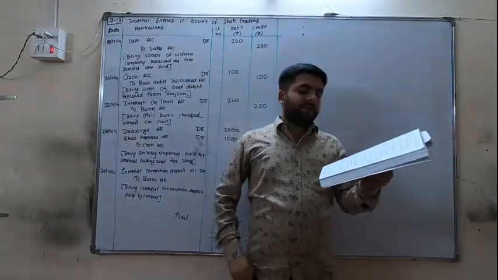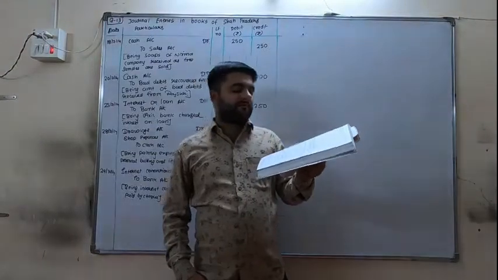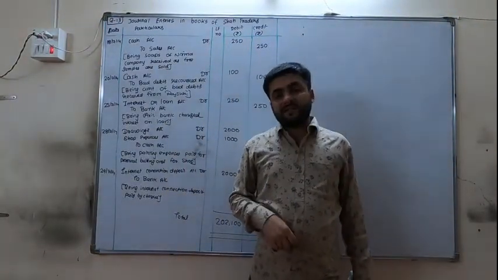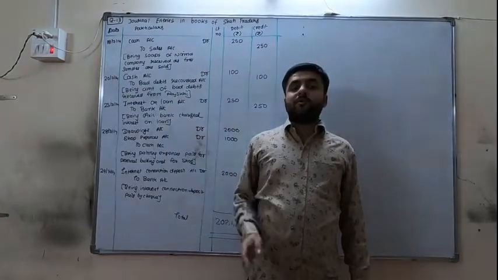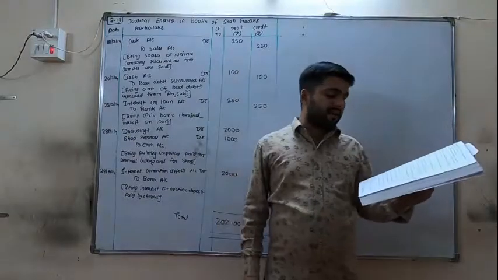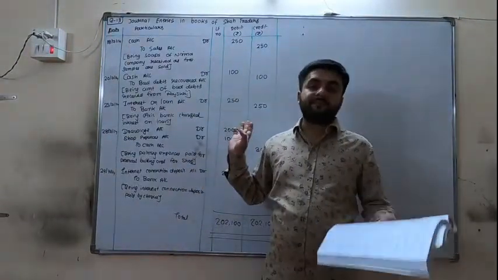Paid 2,000 for painting work of personal building, 1,000 for painting work of shop. Personal building is our drawings, so drawings account debit. We are incurring for the shop also, so shop expense account debit, and they are paid by check, so bank account credit.